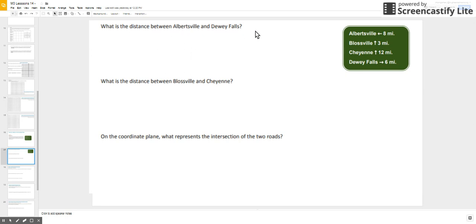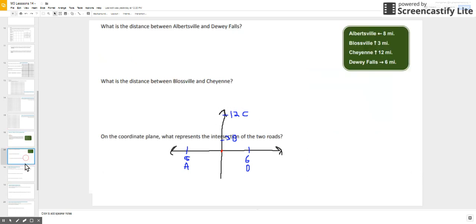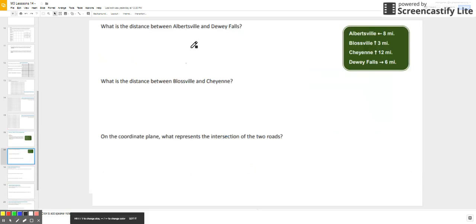Well, Albertsville goes to the left 8 miles. We can refer back to our chart up here. Albertsville goes 8 miles to the left. Dewey Falls goes 6 miles to the right. If we break it down, we're talking about a straight line here, and we're sitting right in the middle. If I go 8 miles this way, I run into Albertsville. If I go 6 miles this way, I run into Dewey Falls. So what is the distance between these 2 points if I'm sitting right here at the origin?